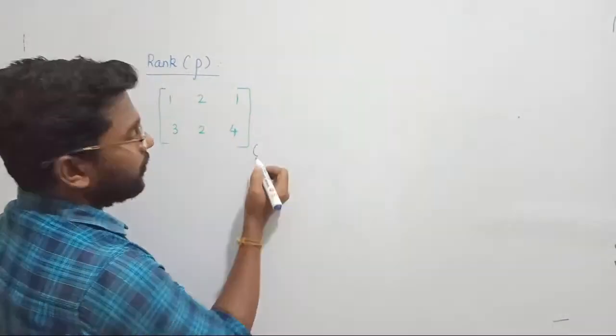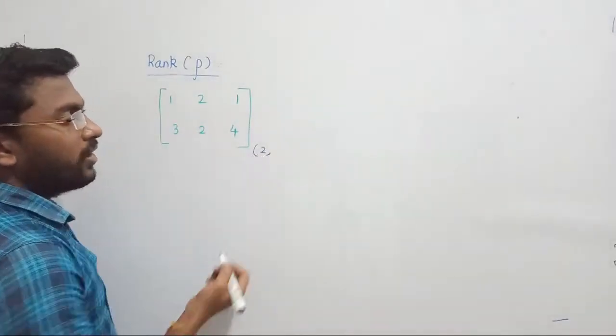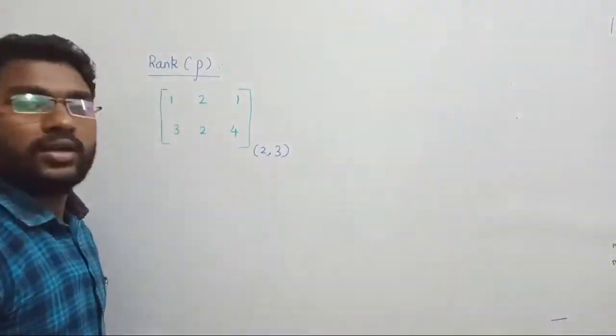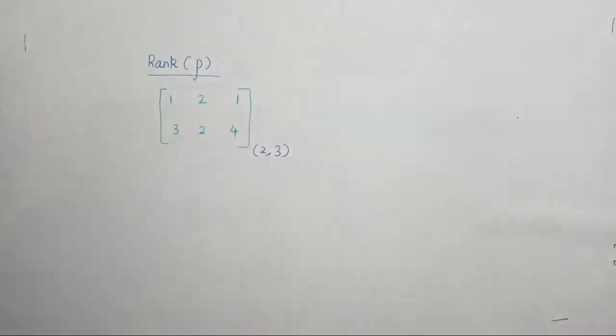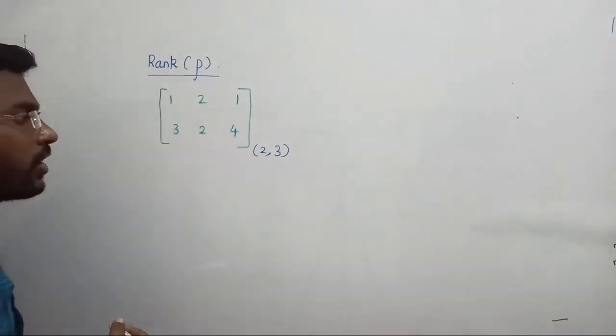Now let us see. How many rows are there? The number of rows is 2, right? How many columns are there? 1, 2, 3. Yes, its columns are going to be 3. Now the question is we have to find out the rank of this matrix.